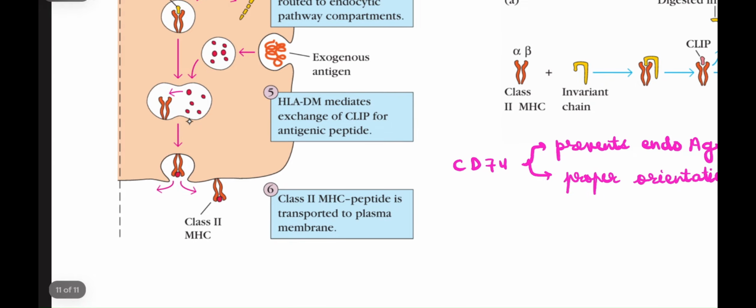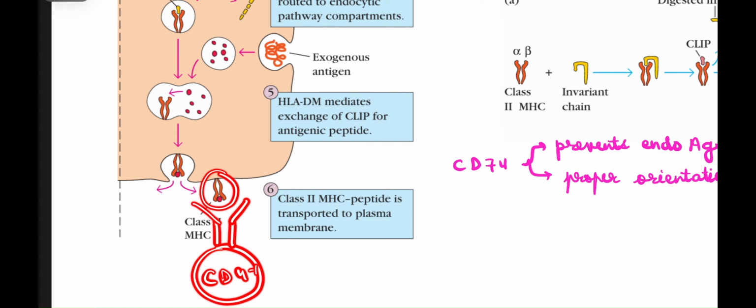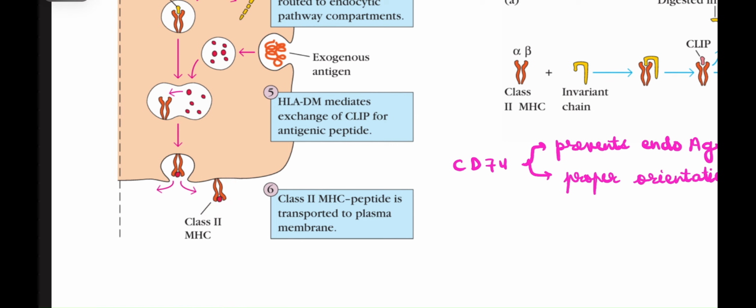Later on, finally, when the antigenic peptide has bound to this MHC class 2, it will be presented through the APC, which is here. For example, let's say it is the B cell or the B lymphocyte. Now here the CD4 plus cell is present, and its TCR will be recognizing this particular MHC class 2, and then it will be functioning accordingly. So in this way the exogenous pathway of the antigen presentation works.